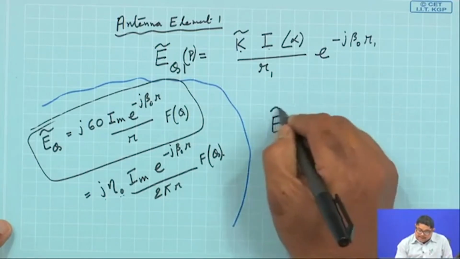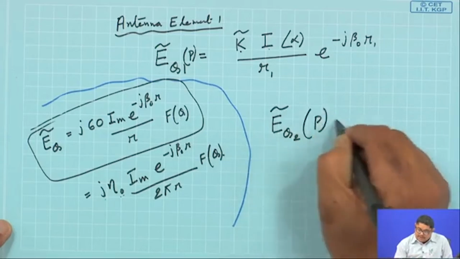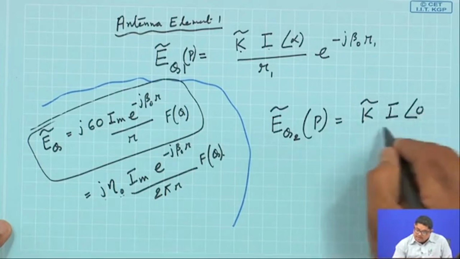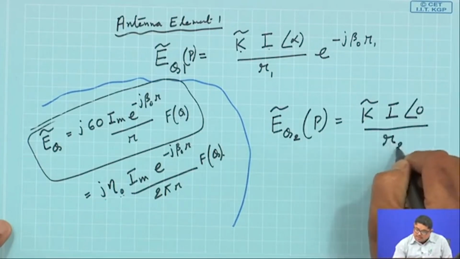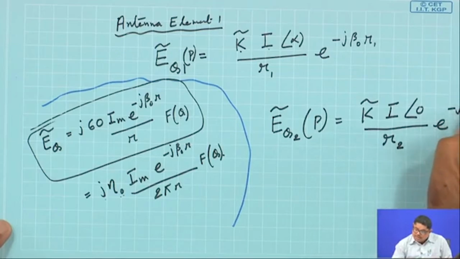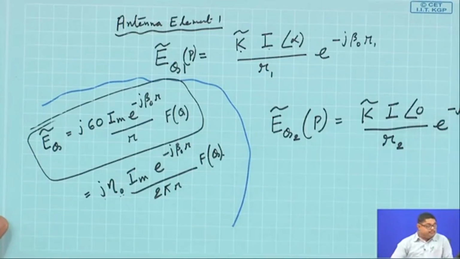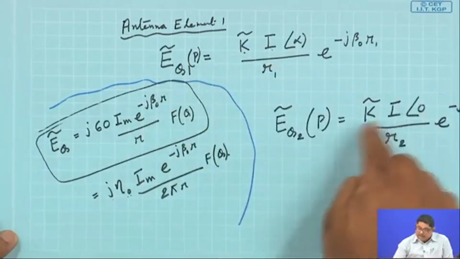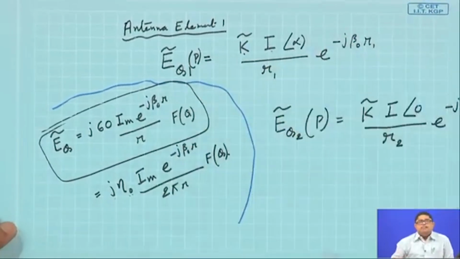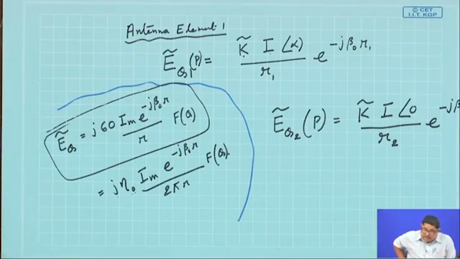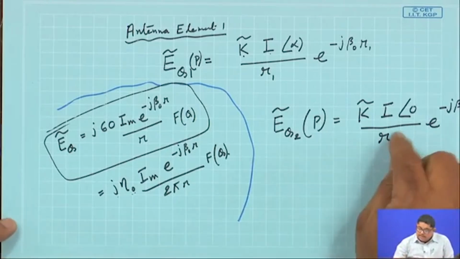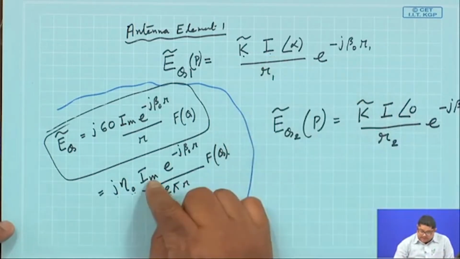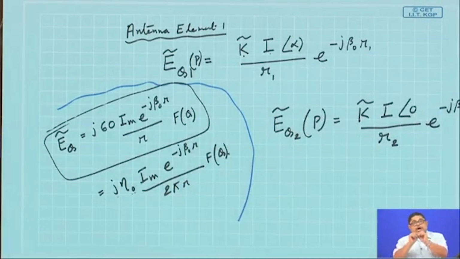The second antenna element can be written as k I 0 over r2, e to the power minus j beta naught r2. Actually, this is true for any wire antenna. Instead of a dipole we could also have taken another. Only, sometimes the terminal currents of a non-resonant type of dipole differ; here these are the terminal currents, or the maximum currents, which occur at the feed point.